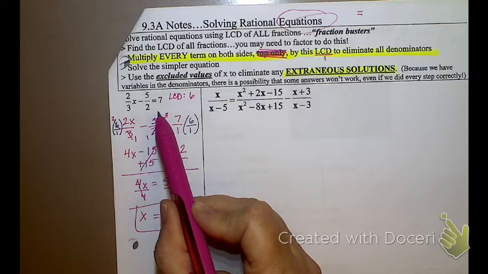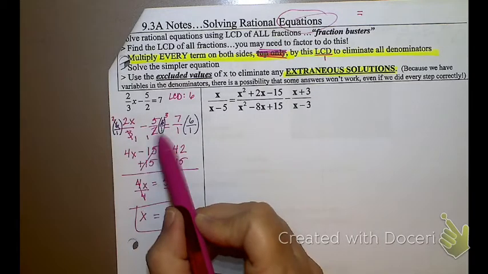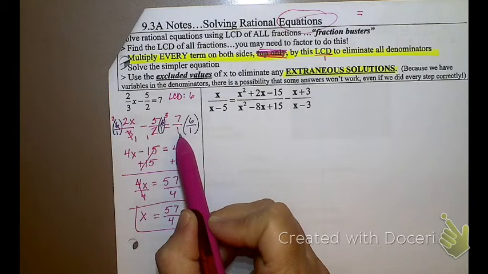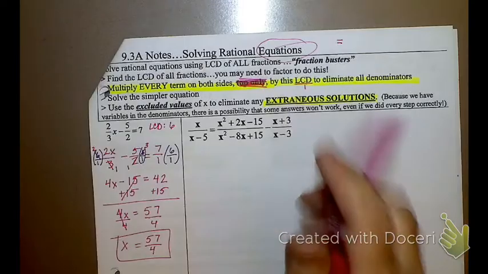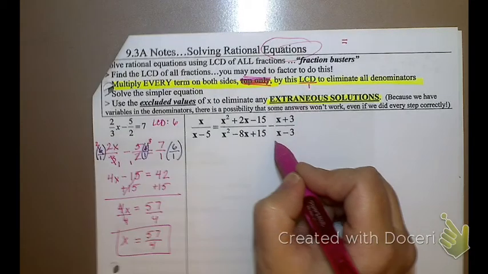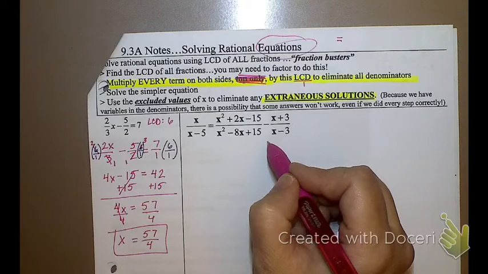I didn't have any, because there were no letters in the denominators, so I didn't have any extraneous solutions. Does that make sense? So I don't need to worry about my answer. If I look over here, I have some excluded values.